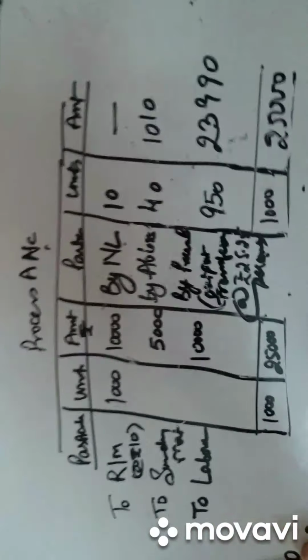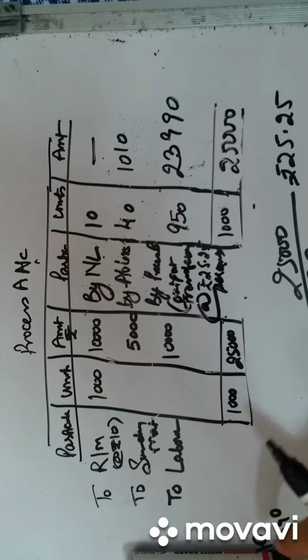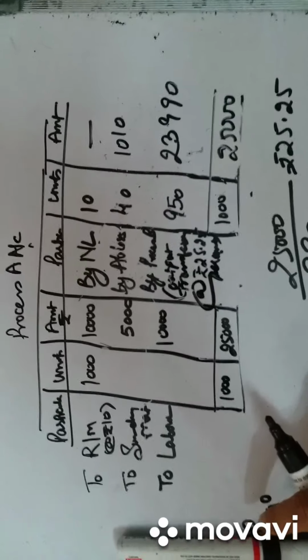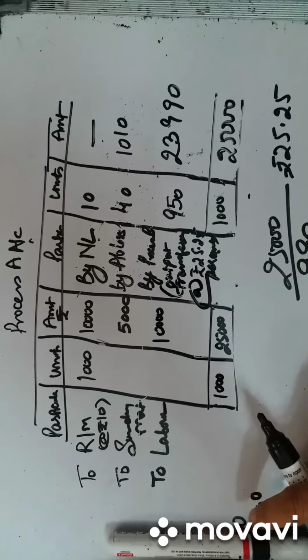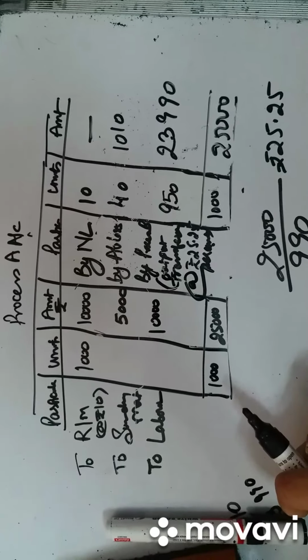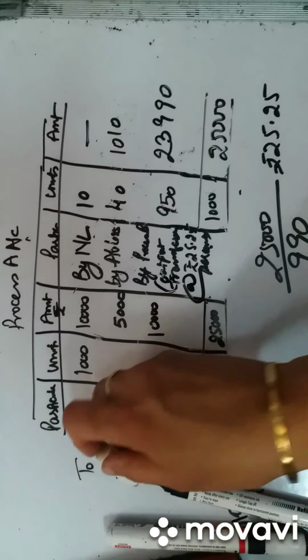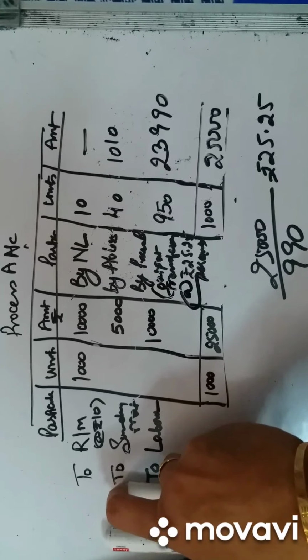So this is how process accounts are to be made. So try doing this and open your book alongside so that you are able to understand the things properly, and we'll continue in the next video tutorial.